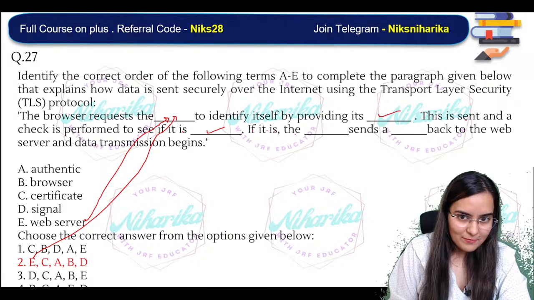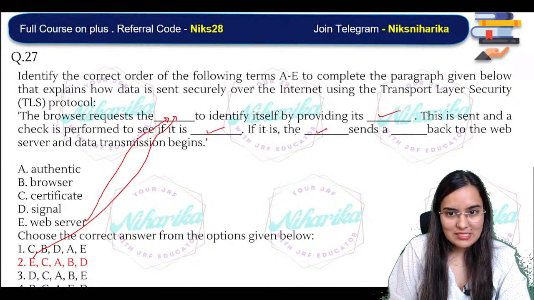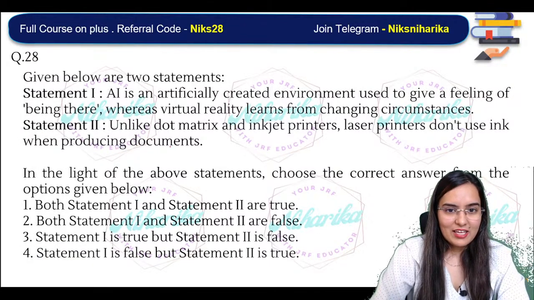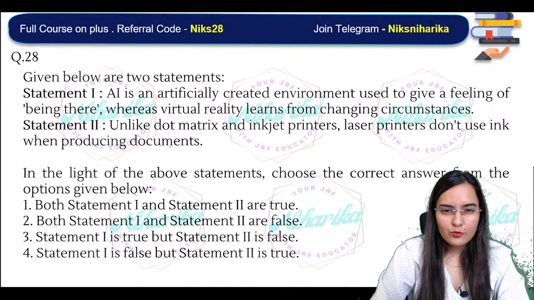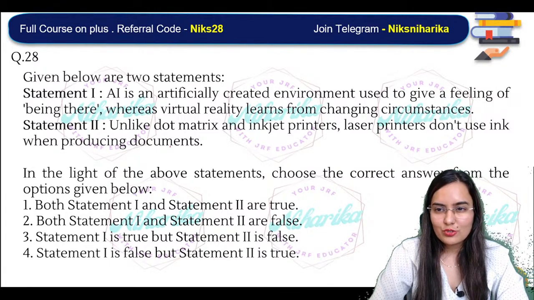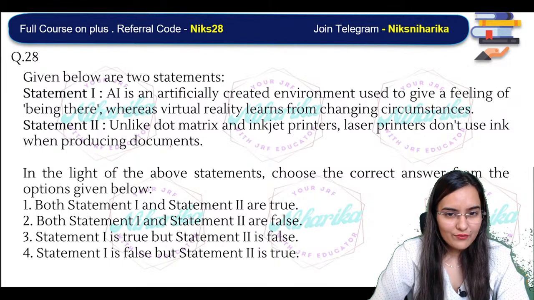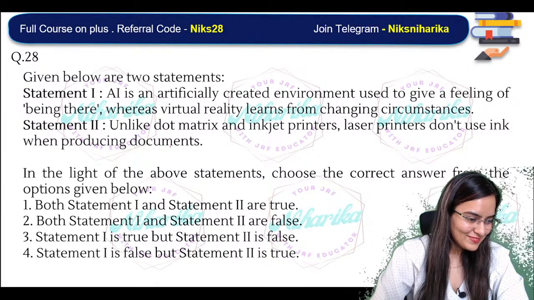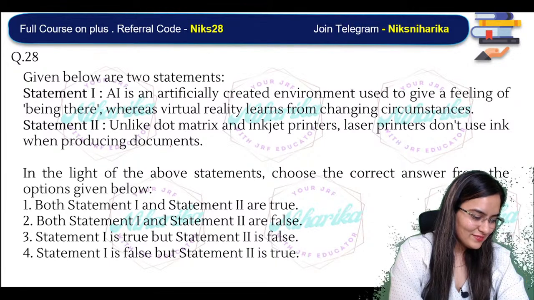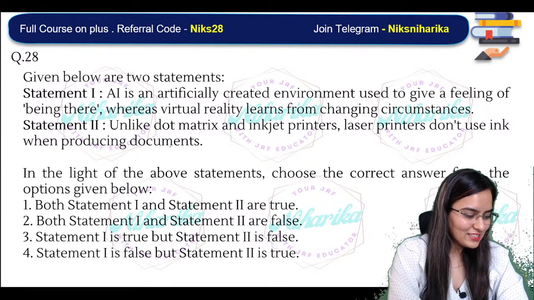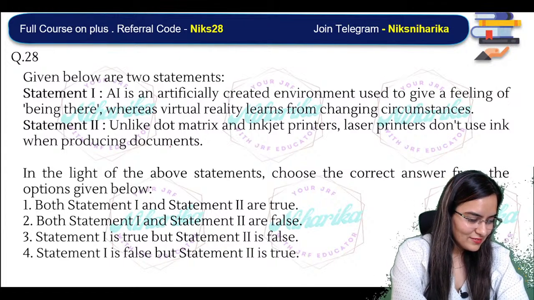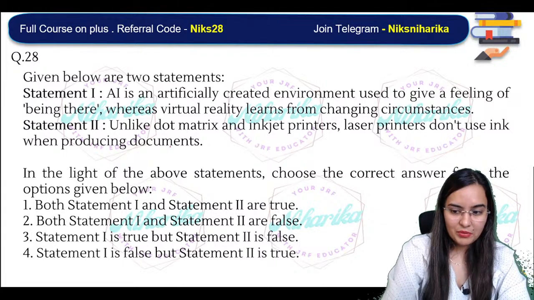If it is authentic, then the browser sends a signal back to the web server and the data transmission begins. Okay, now AI is an artificially created environment used to give a feeling of being there, whereas virtual reality learns from changing circumstances. आपका GPS वाला सही था, that's great. Exactly, server सही हो गया, correct. For this question, B, awesome.